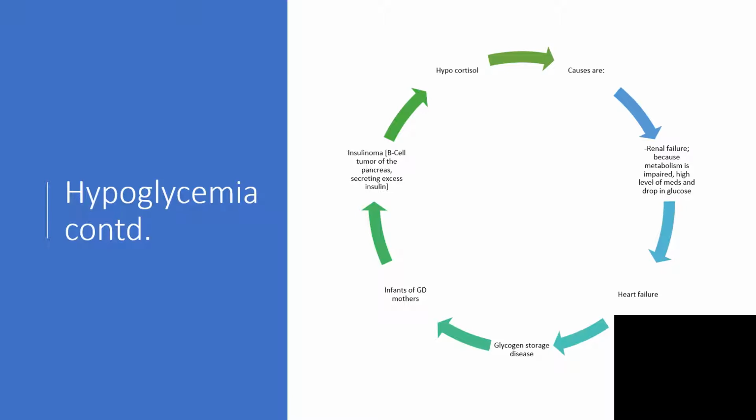Hypocortisolism. Cortisol is expected to allow glucose level to rise, particularly early in the morning. But when cortisol level is not rising early in the morning, then the glucose level drops down.